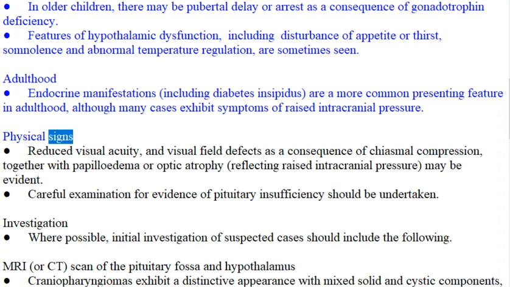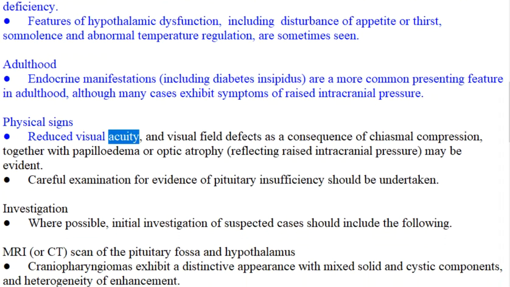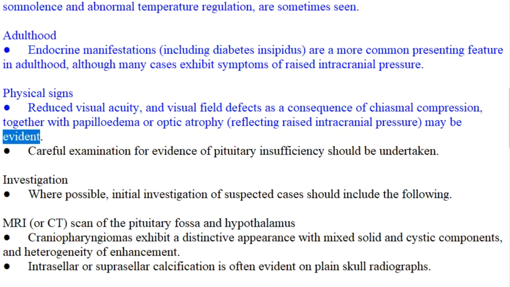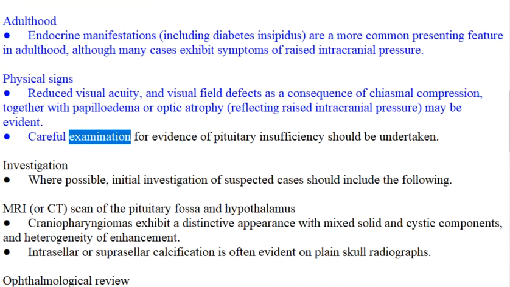Physical signs. Reduced visual acuity, and visual field defects as a consequence of chiasmal compression, together with papilloedema or optic atrophy, reflecting raised intracranial pressure, may be evident. Careful examination for evidence of pituitary insufficiency should be undertaken.